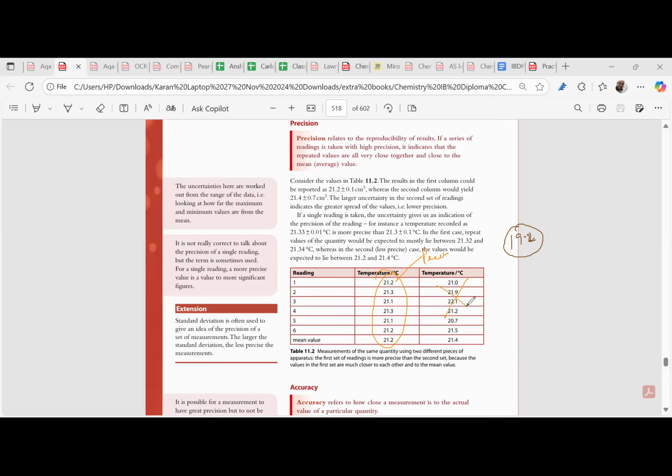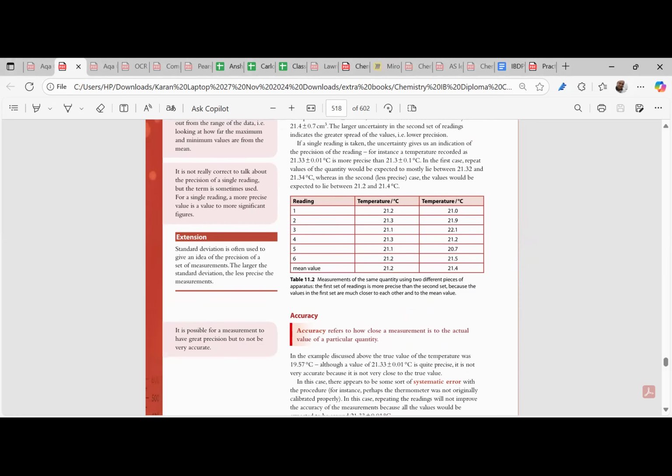See, this is precise. This is not precise. But both of these results are not accurate. Is it clear what accuracy and precision are? Precision tells you the reproducible result, and accuracy tells you how close the measurements are to the actual value, or the literature value if you have it.